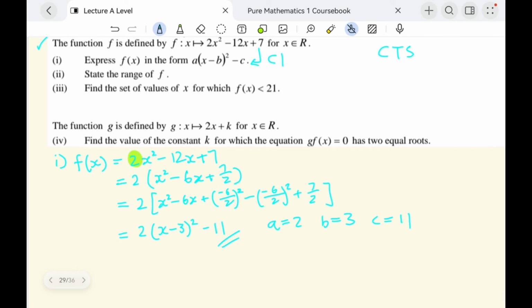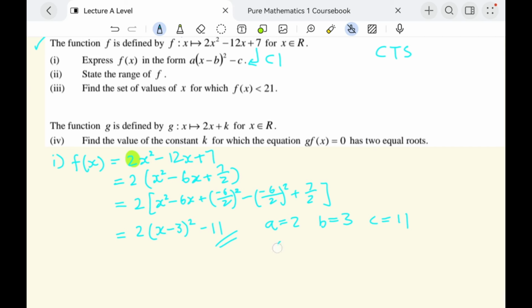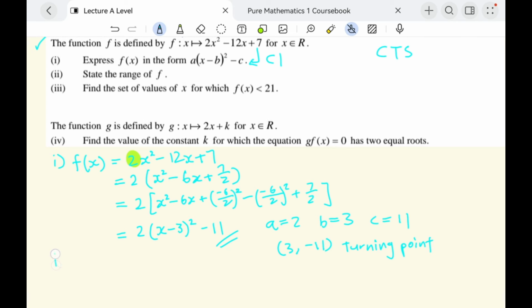So from this vertex form, what can I deduce? Deduce that there is a turning point of (3, -11). So this vertex form is useful to answer the rest of parts of this question. Okay? So let's take a look at the second part.